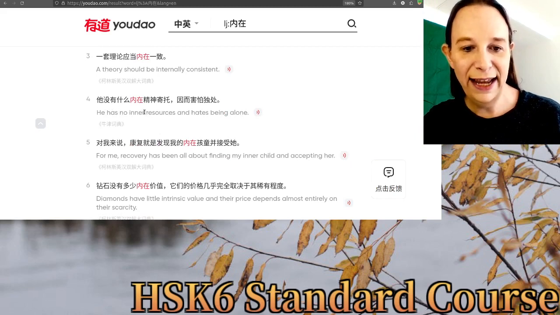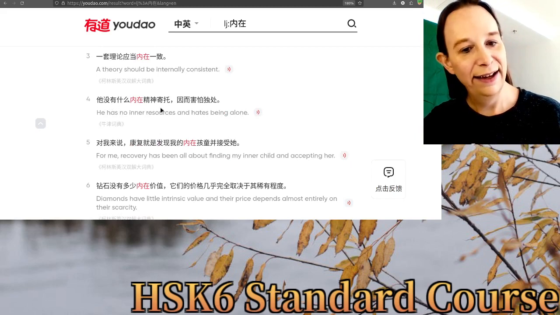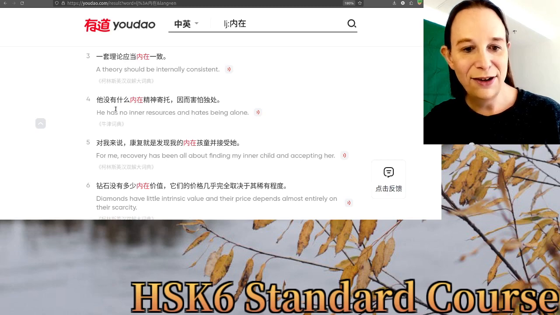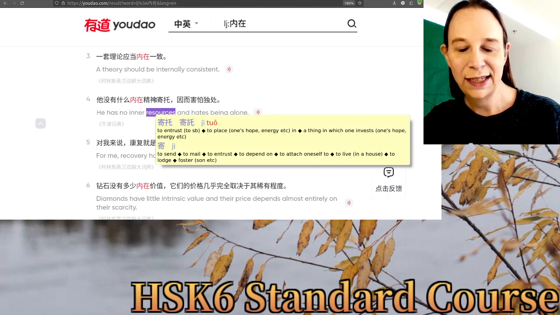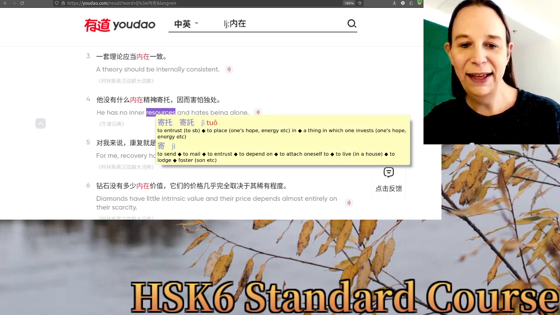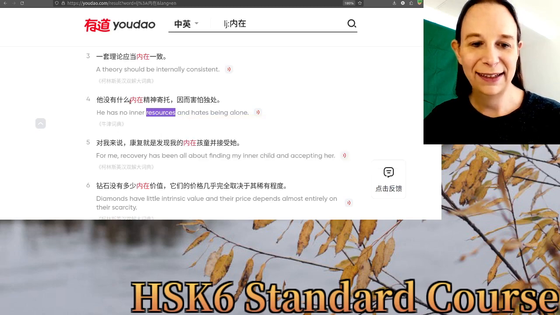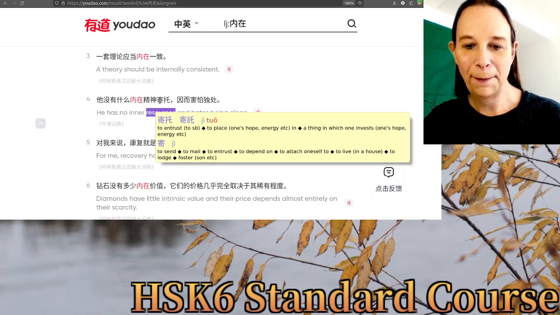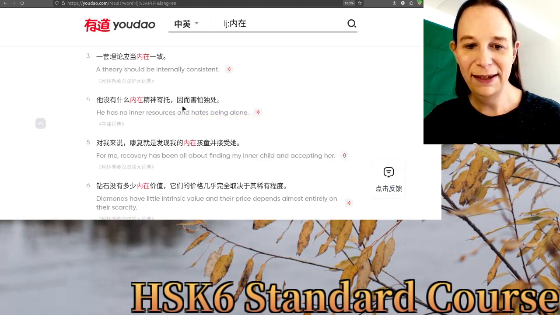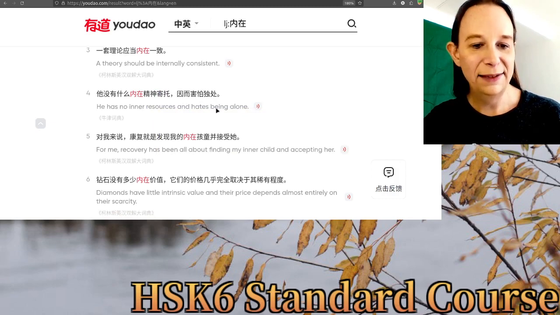他没有什么内在精神寄托 So no inner spiritual reliance. 寄托. This 寄托 is like, maybe like a bedrock or something. Inner spiritual trust, maybe. 一二害怕独处 It's being alone.